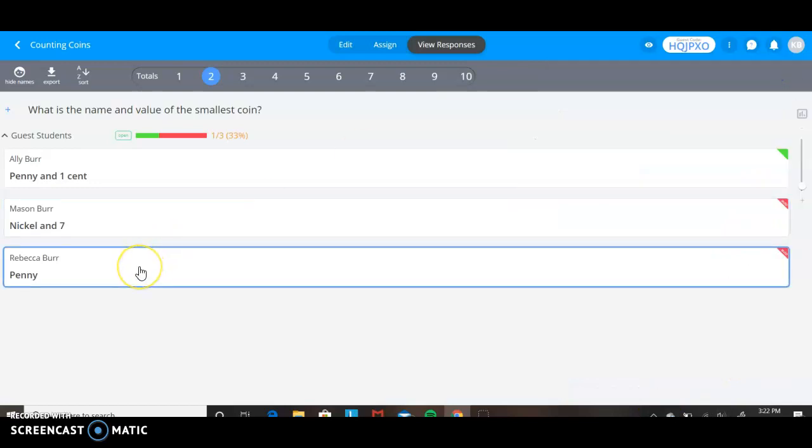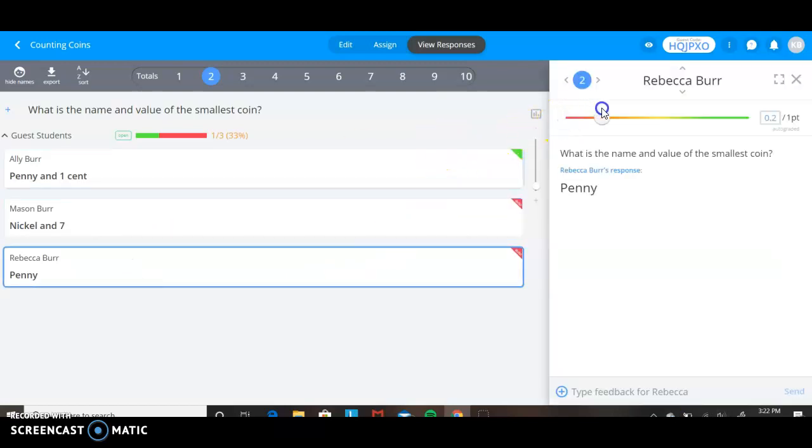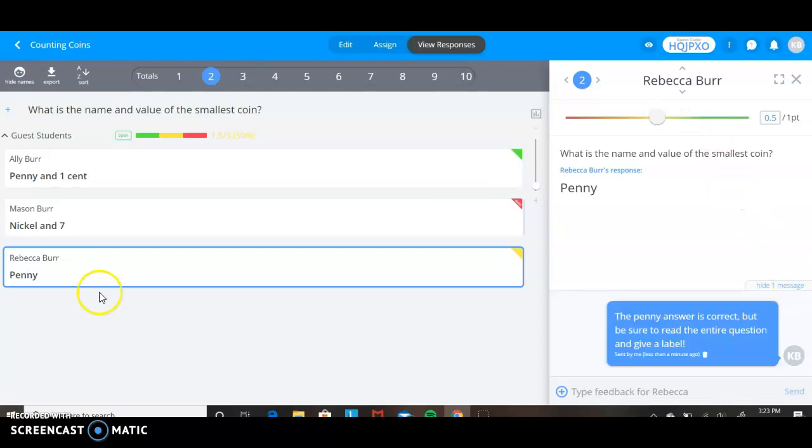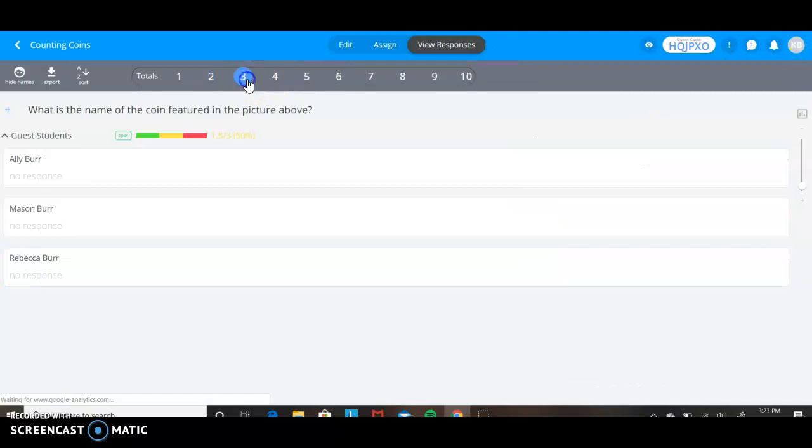Then this student got half of it right. We're going to award half a point because they did get it correct, saying that there was a penny. This student is going to miss half a point because they did answer the first half of the question, but they did not answer the second part, which is how much is the penny worth. That's important to be able to get full credit.